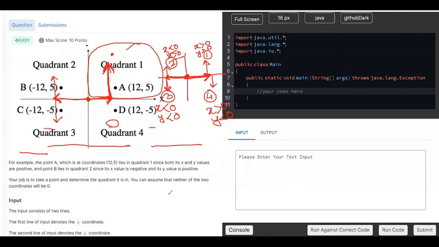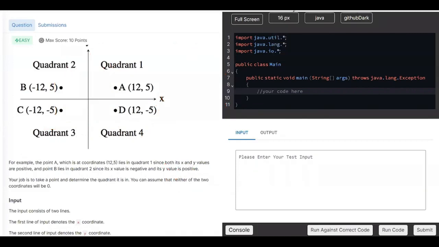So think of it like this: if you are traveling to the right, the x coordinate is positive. If you are traveling to the left, the x coordinate is negative. If you are traveling in the upward direction, the y coordinate is positive. And if you are traveling in the downward direction, the y coordinate is negative. So depending on how you are reaching the quadrant from origin, you know whether the x coordinate is positive or negative. And depending on the values of x and y, you can tell whether the point is in the first quadrant, second quadrant, third quadrant, or fourth quadrant. Okay? So guys, let's get quickly started with this.